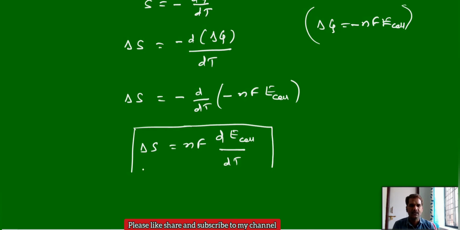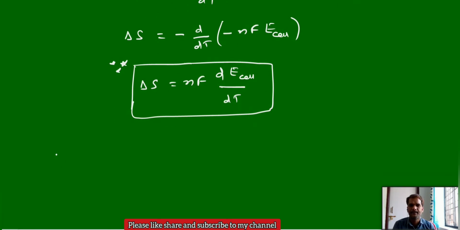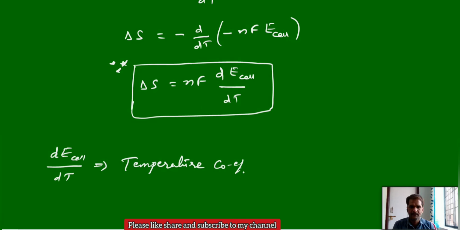So by using this formula, we can calculate entropy change of a cell reaction. E cell anyhow, we can calculate for the particular cell reaction, that if you substitute here, number of moles and Faraday. And this term dE by dT is called temperature coefficient of a cell. Here dE cell by dT, this is called temperature coefficient of a cell.